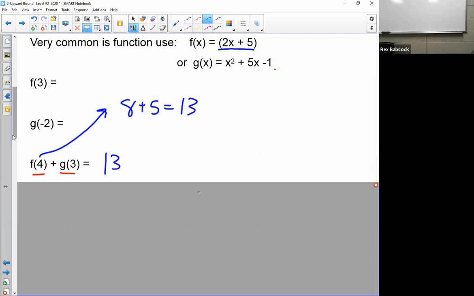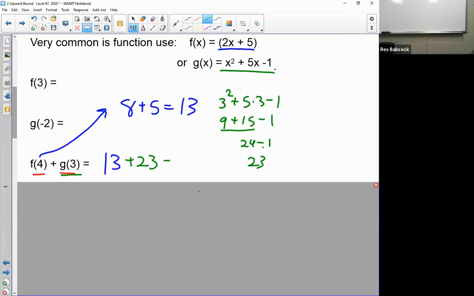Next, it says g of 3. Well, I've got to do all this. So 3 squared plus 5 times 3 minus 1. 9 plus 15 minus 1. 9 and 15 is 24. 24 minus 1 is 23. And 13 plus 23 is 36.